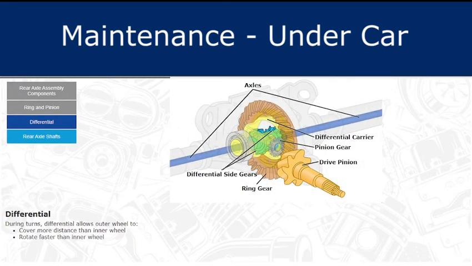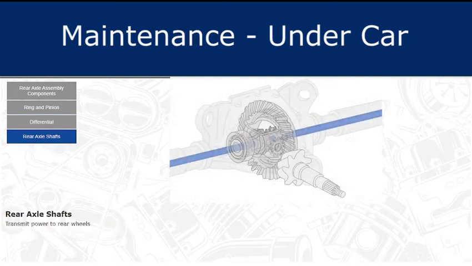If the vehicle is turning, the outer wheel has to cover more distance than the inner wheel. This means that the outer wheel has to turn faster than the inner wheel. The differential allows for this variation in speed between the two wheels. The rear axle shafts transmit power to the rear wheels.